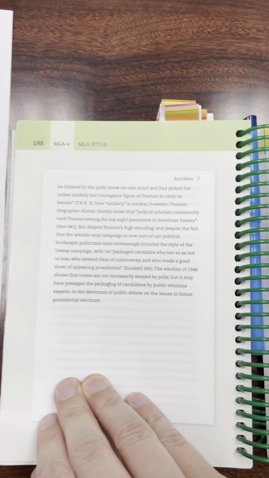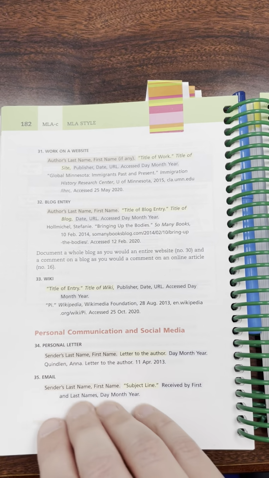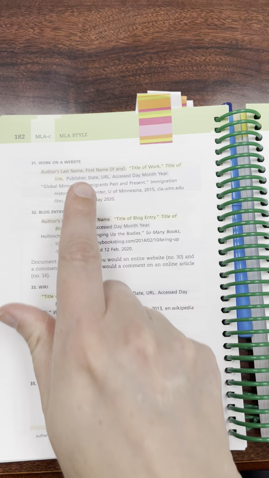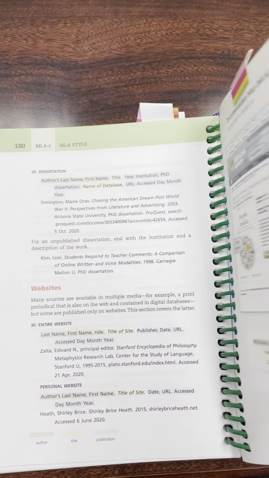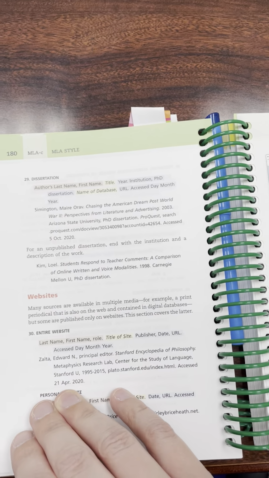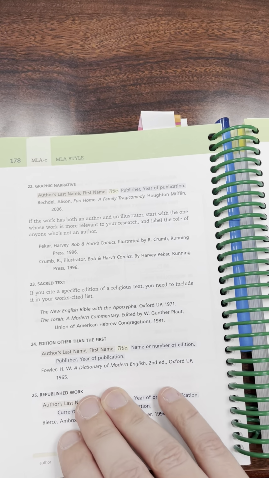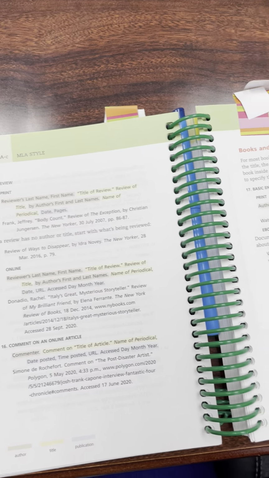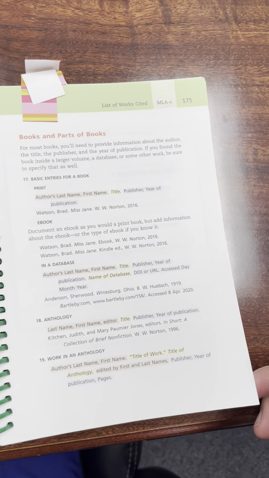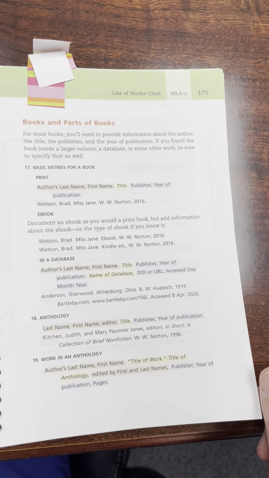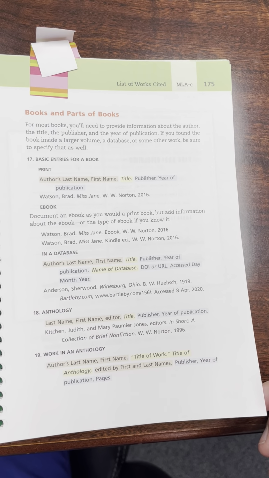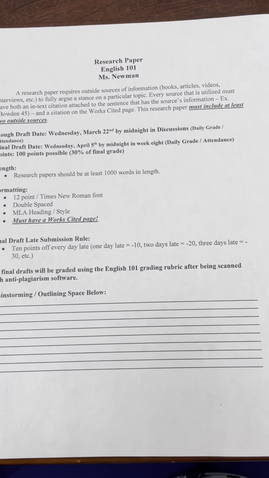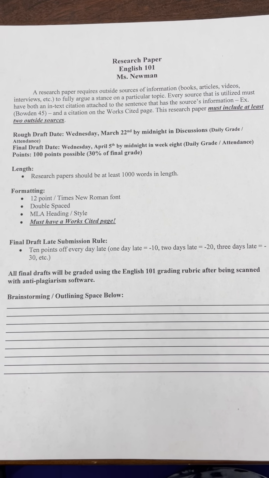In your textbook, there's examples on how to do citations for anything. See, here's a personal letter, email, blogs, websites. This is a really helpful one for your websites. You can do the entire website, but I would just flip around and see, depending on what source you're using, will determine which pages you need. Here's a basic entry for a book, for a print book and ebook, databases. I mean, they've got everything in here. So you will need to have the citation as well as that in-text citation.